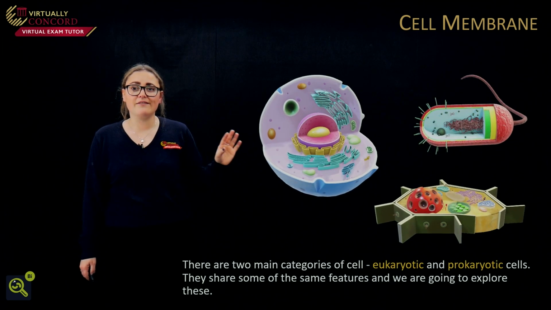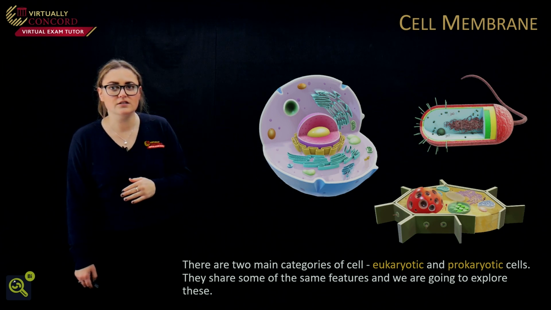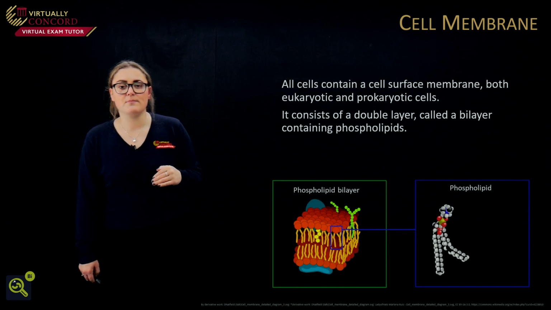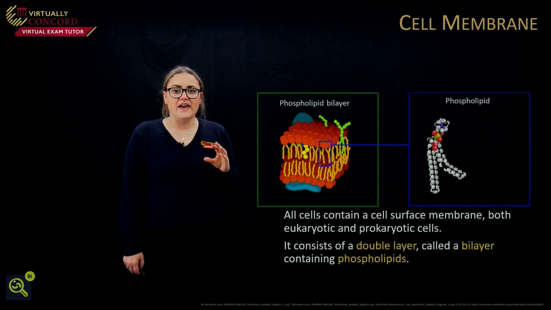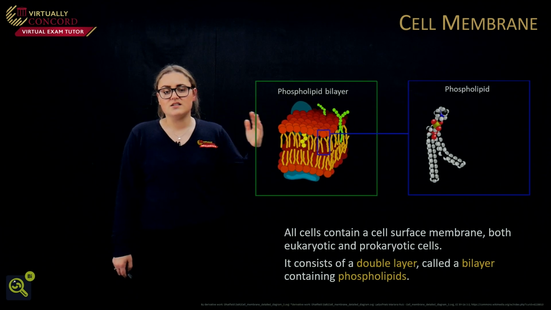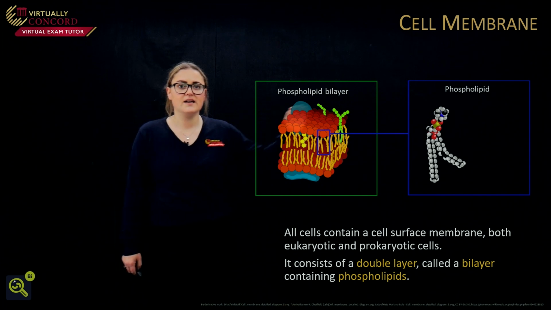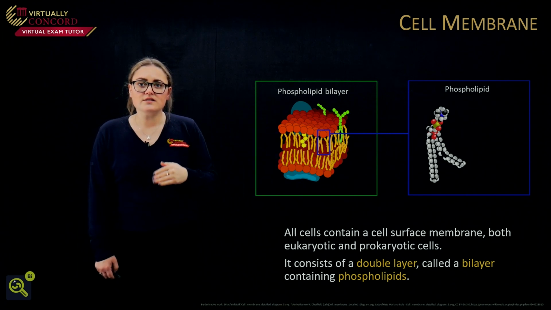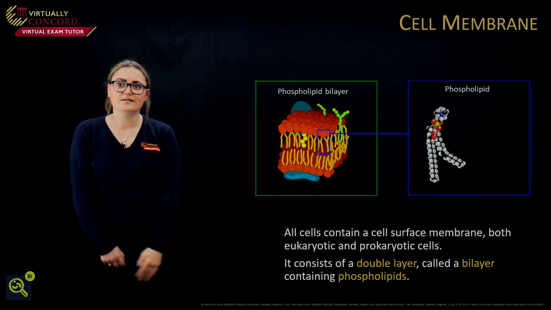Okay, and we're going to start by having a look at some of the features that you find in your eukaryotic cells before moving on and having a look at your prokaryotic cells. All cells contain a cell surface membrane, so both those eukaryotic and those prokaryotic cells. Now, they are arranged in this double layer called a bilayer, and they're made mostly of phospholipids, okay? So they have a phosphate head and two fatty acid tails. Now, you go into the structure of the cell membrane later in the course, but for now you just need to be aware that they control the entry and exit of substances into your cell.